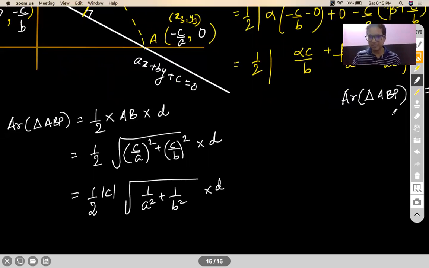Let's take an LCM inside over here. So I'll take an LCM of a square, b square, and this will be a square plus b square. Remember, this a square b square, when it comes out of the under root, it will come out again as mod ab.